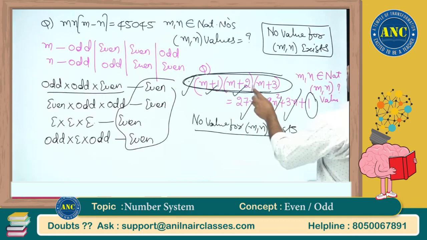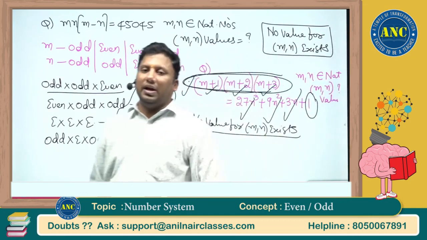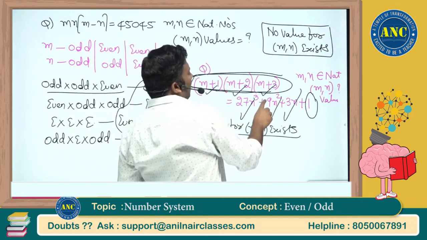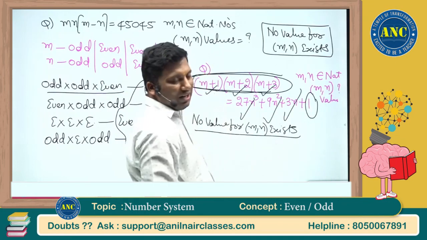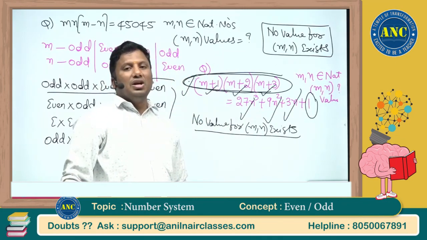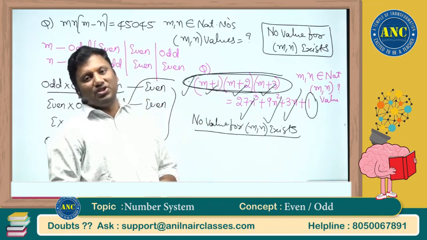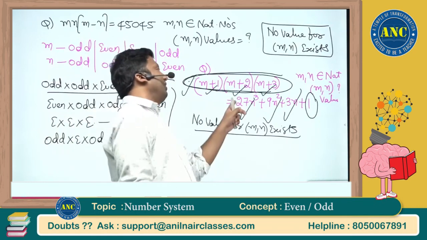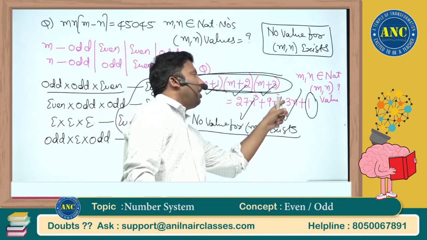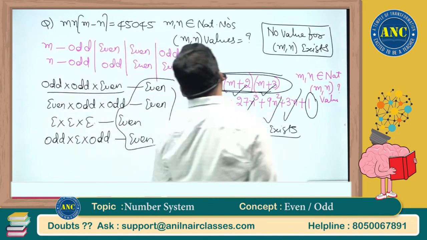M plus 1, M plus 2, M plus 3: you put any value that comes into your mind. The root cause of this problem is that the product is divisible by 3. So the product of 3 consecutive natural numbers is always divisible by 3. Right hand side should also be divisible by 3, but it is not. Remainder 1. I hope the idea is clear.